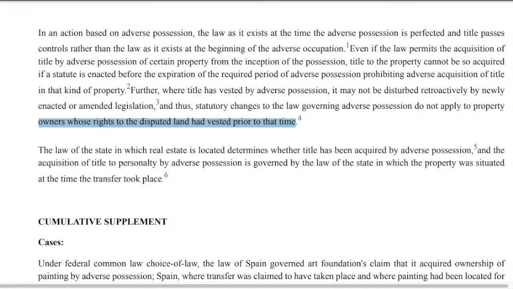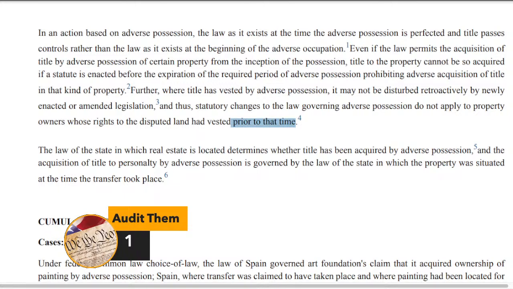So let's think about that. The inception of the possession. The law permits the acquisition of title by adverse possession of certain property from the inception, the initial activity, right, of the possession. Title to the property cannot be so acquired if a statute is enacted before the expiration of the required period, so the ripening period. I got you. But when the title has been vested by adverse possession, it may not be disturbed retroactively by newly enacted or amended legislation, and thus statutory changes to the law governing adverse possession do not apply to property owners whose rights to the disputed land had vested prior to that time. So there it goes. After the time's up, it's whoever is in possession of that title. Welcome.